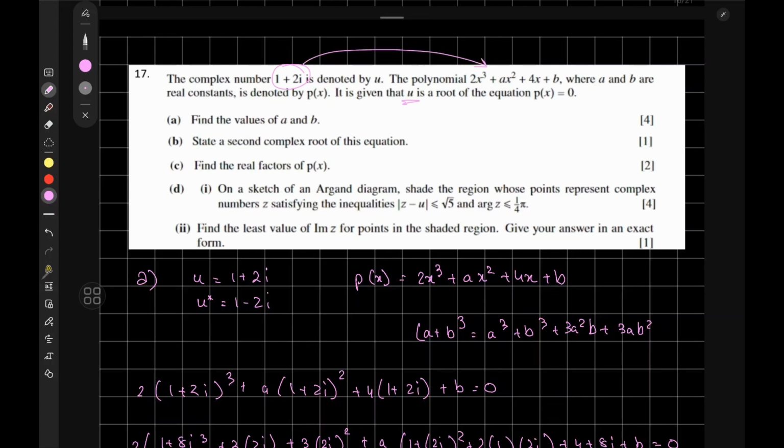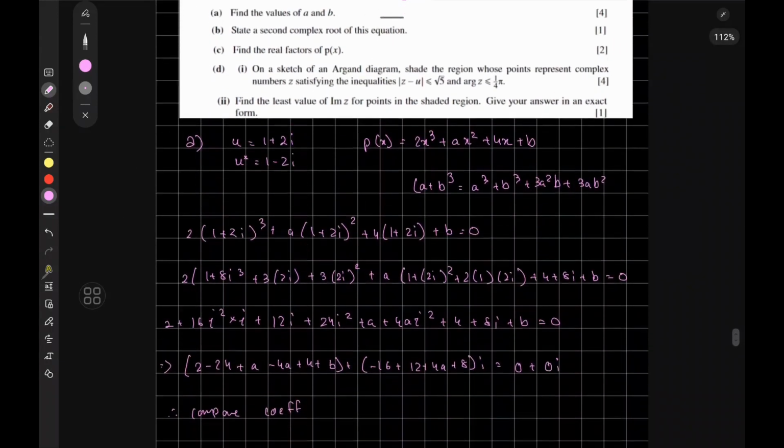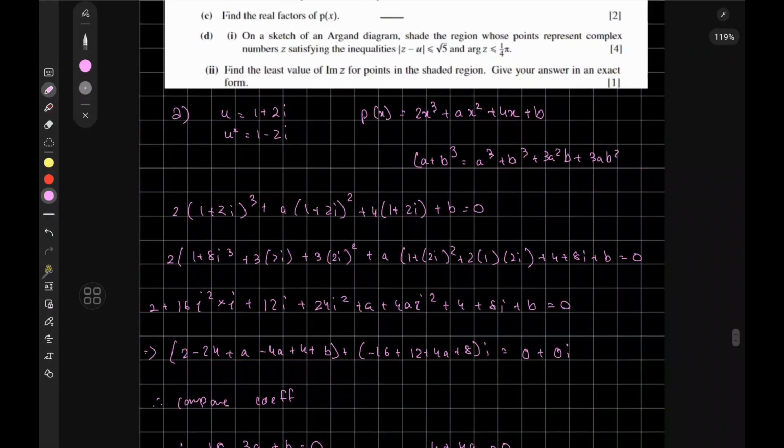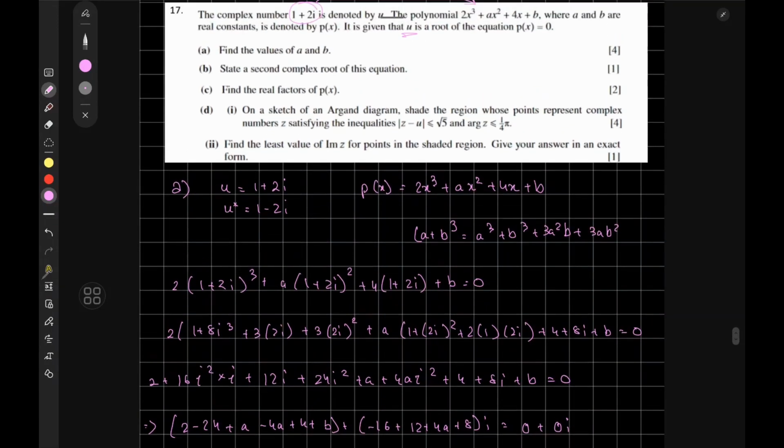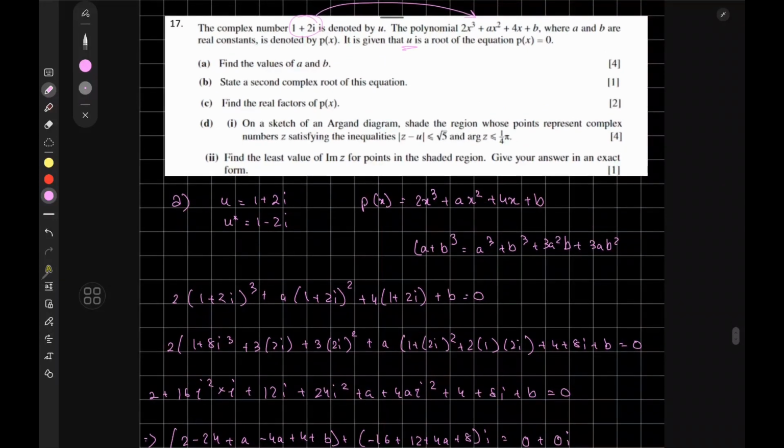So if you know that, they're asking you for 17a, find the values of a and b. What do we do? This is unnecessarily lengthy, so I'm not going to go over the steps. This is very long. You just have to calculate and simplify, nothing else. You plug in the value of 1 plus 2i, but you have to plug in 1 plus 2i since the question is asking you for this.